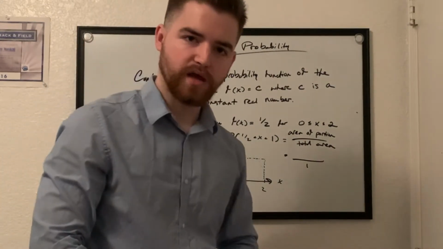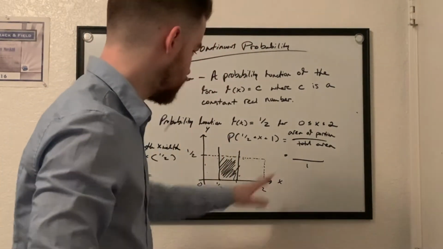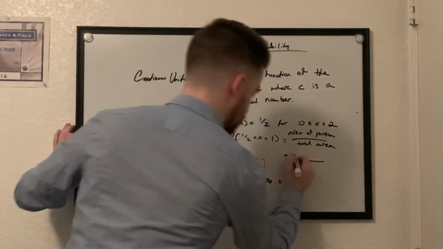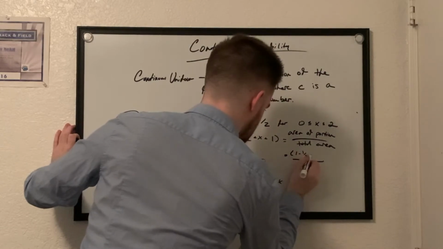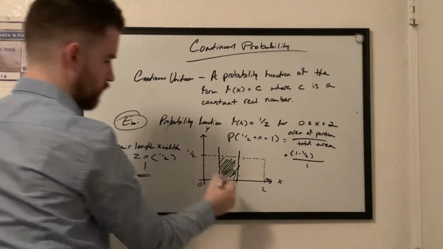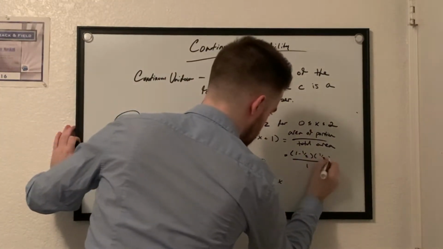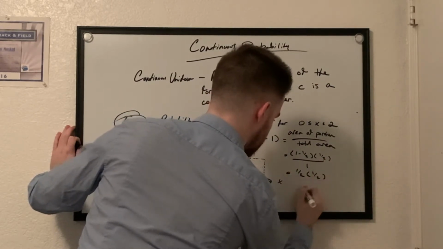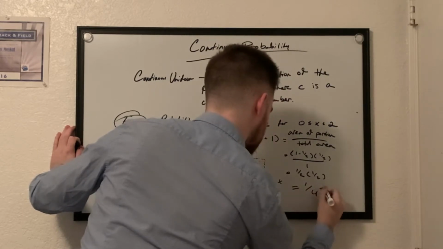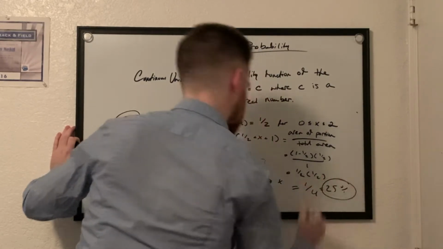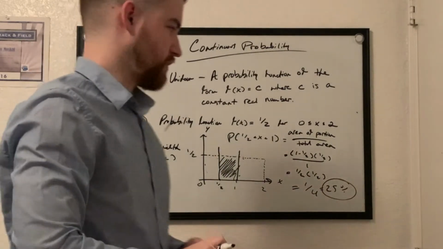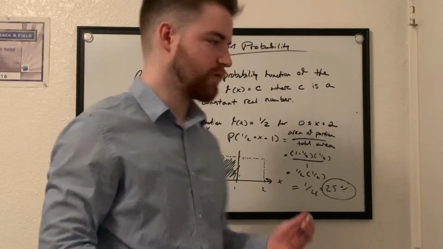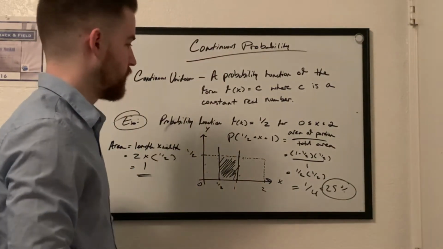What is the area of this little part? Well, it's the length, which is 1 minus 1/2, times the width, which is 1/2. This becomes 1/2 times 1/2, so it's 1/4, or 25%. This means that we have a 25% chance of cutting a slice randomly in between the 1/2 and 1 mark.